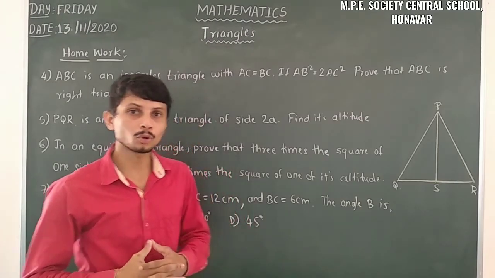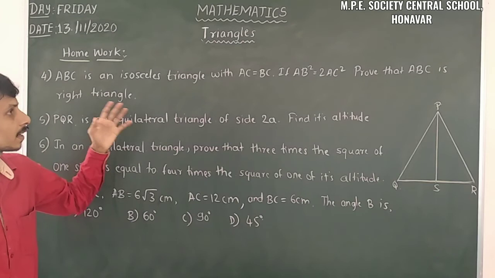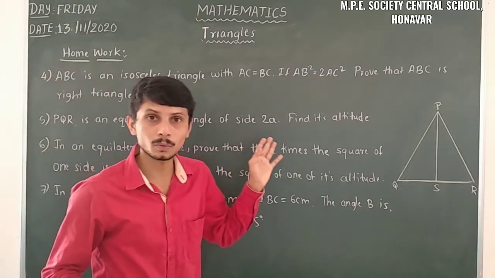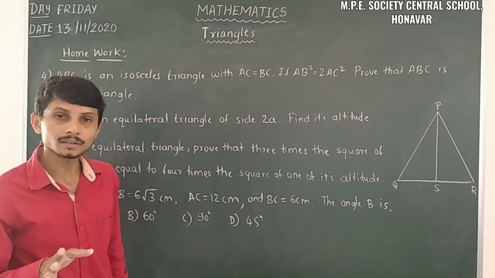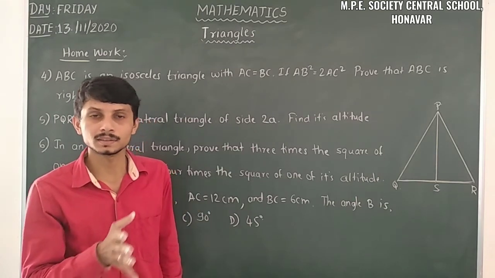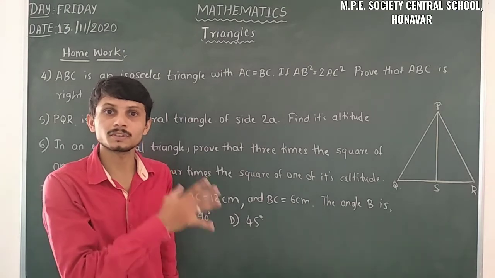So let us take some of the homework here. So first problem, it is ABC is an isosceles triangle with AC is equal to BC. If AB square is equal to 2AC square, prove that ABC is right triangle. So here it's quite the same problem that we already proved in this video. That is the first problem.